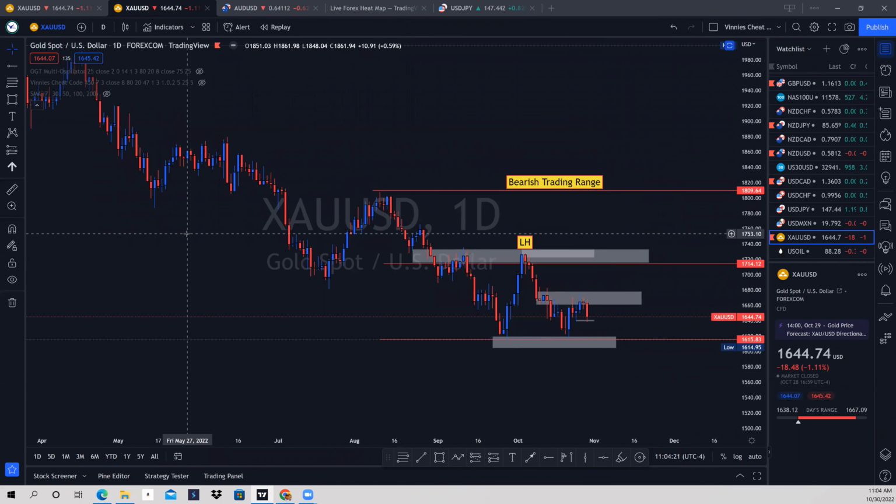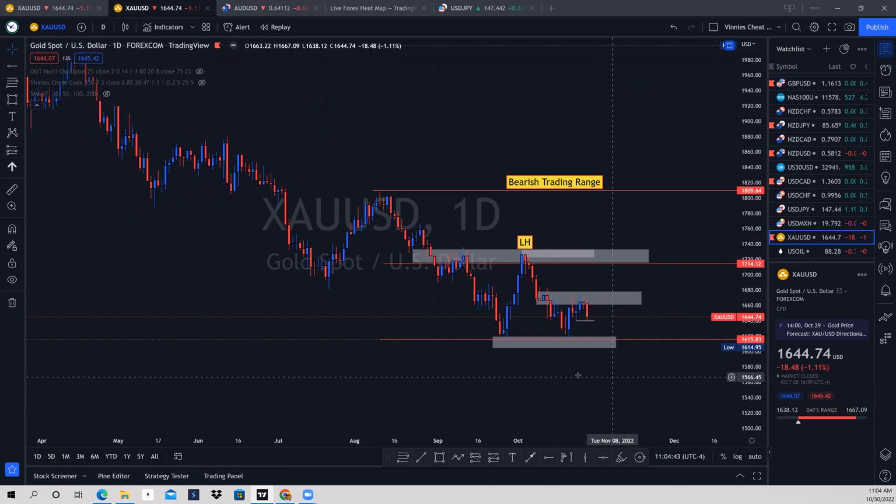In the guide, I talk about two types of trend. I talk about the overall trend, which is the higher time frame trend: the daily, weekly, monthly. And then the lower time frame trend, which is your current trend: the 4 hour, 1 hour, 15 minute, all the way down to the 1 minute. That will be considered your current trend.